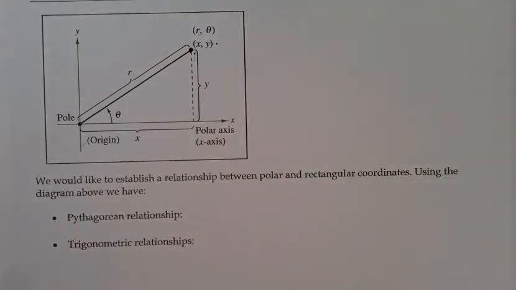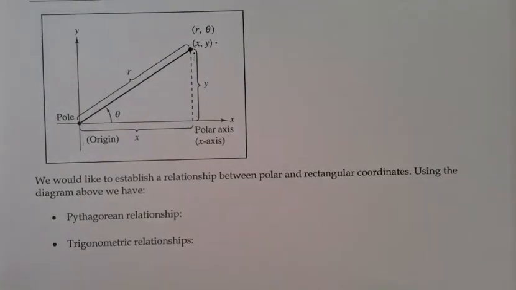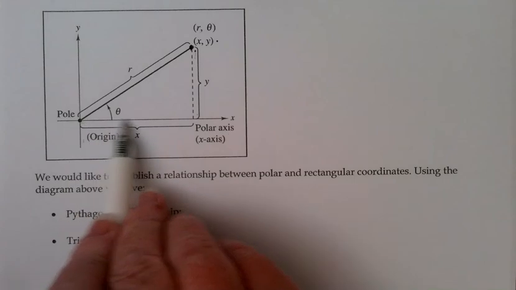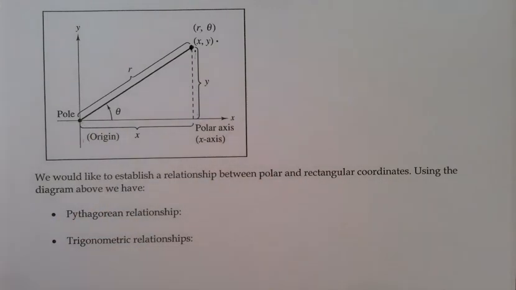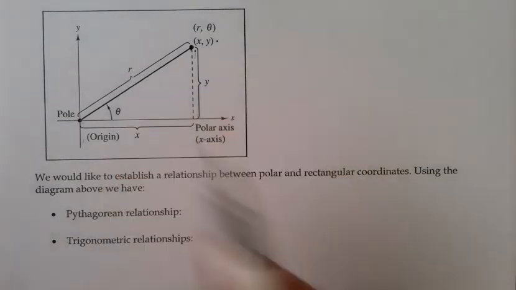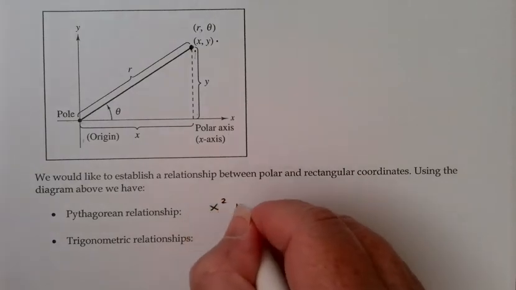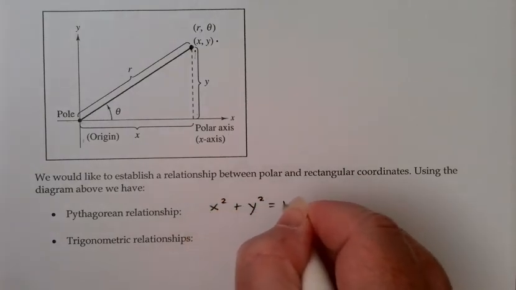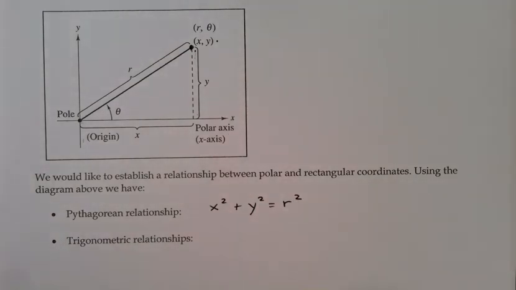Having x, y, r, and theta all in the same picture is going to allow me to write down some nice relationships between those variables. First of all, just looking at the picture, we clearly have a right triangle here, so I could write down the Pythagorean theorem for that triangle. X squared plus y squared equals r squared. That's one relationship between some rectangular and polar variables.